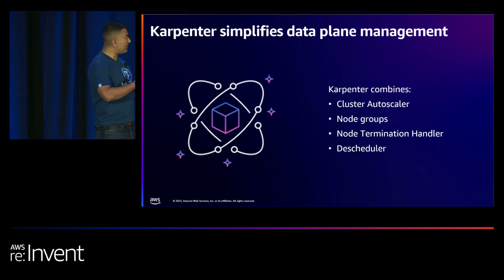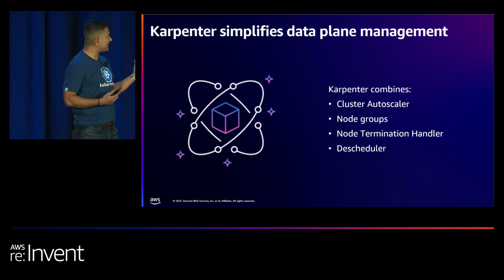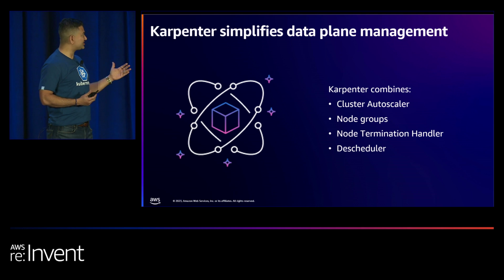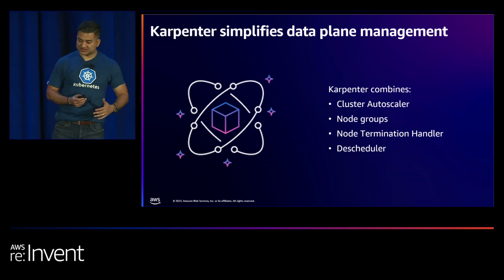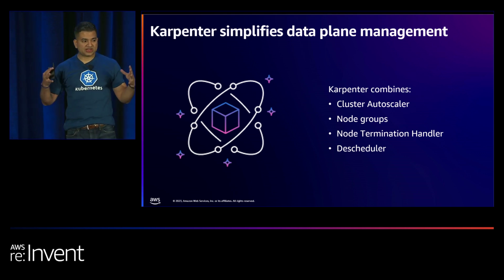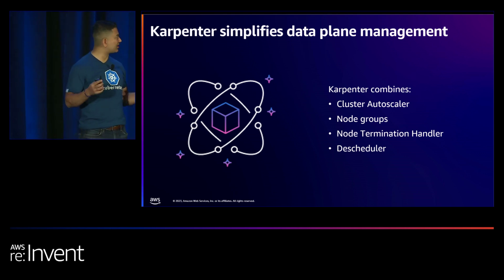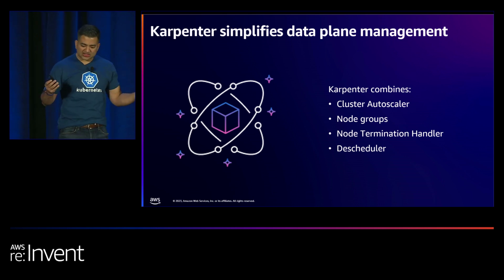So if I combine all the features that we talked about, Karpenter combines the features of cluster autoscaler, node groups, node termination handlers, and descheduler. No longer do you need to maintain all these different stacks. It creates a single cohesive software stack, so it reduces your overhead. So how does all this work under the hood? How does the magic happen? And to talk about that, I'm going to invite Ellis.